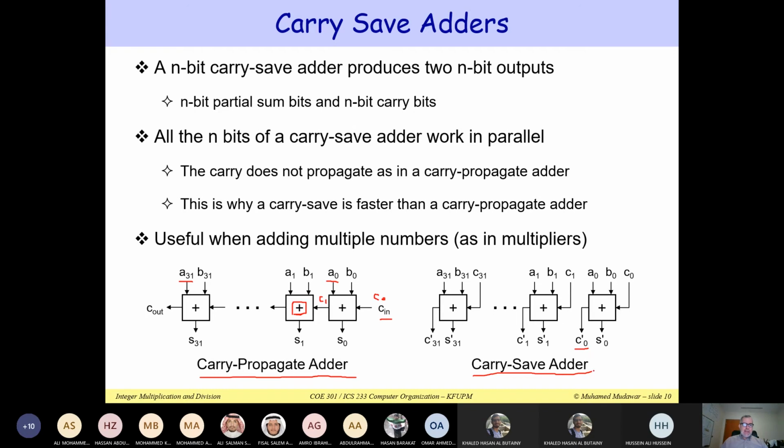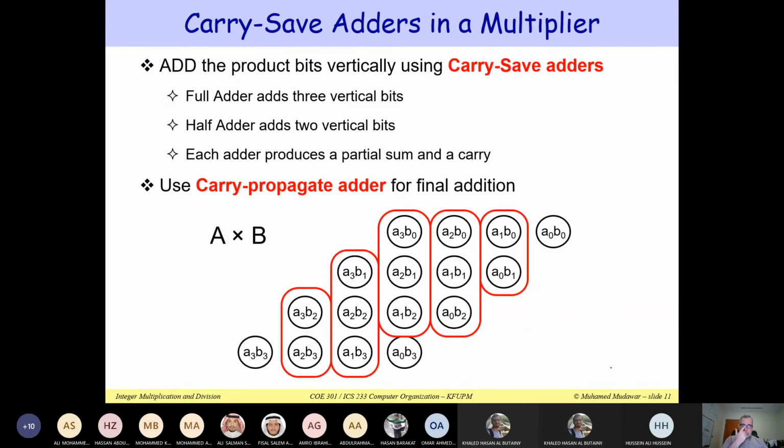So these carry save adders are used in multipliers. They are used in multipliers because you are adding multiple numbers, and therefore this will make the addition of the partial products a lot faster in the case of carry save adders. So let us do it. Let us do it actually for 4-bit by 4-bit. Now I'm going to do the addition vertically, the same way that I did it in my example by paper and pencil. So I'm going to add these 2 bits vertically, these 3 bits vertically, and so on.